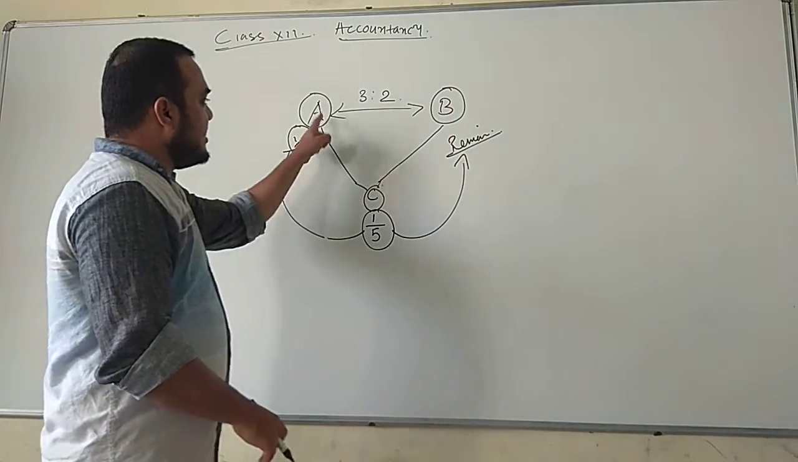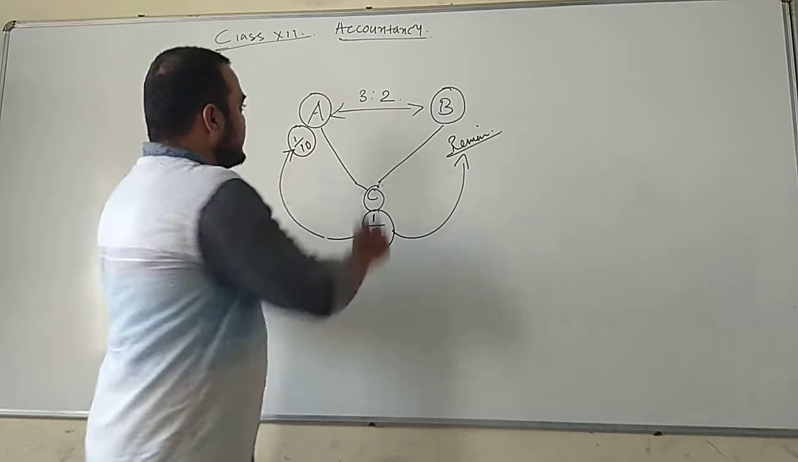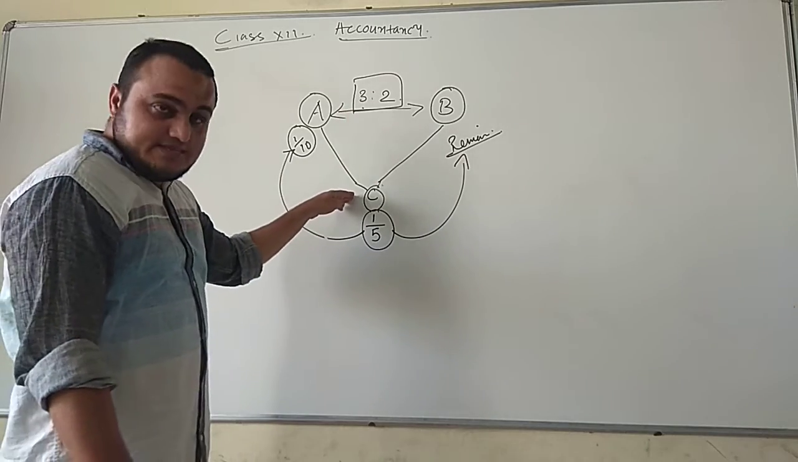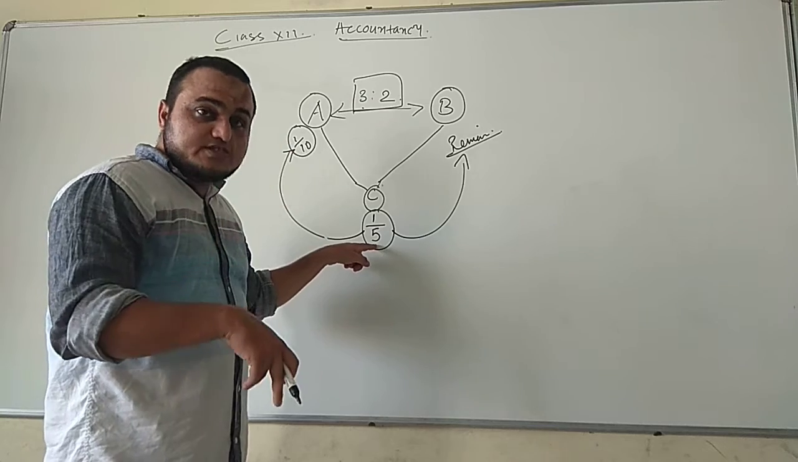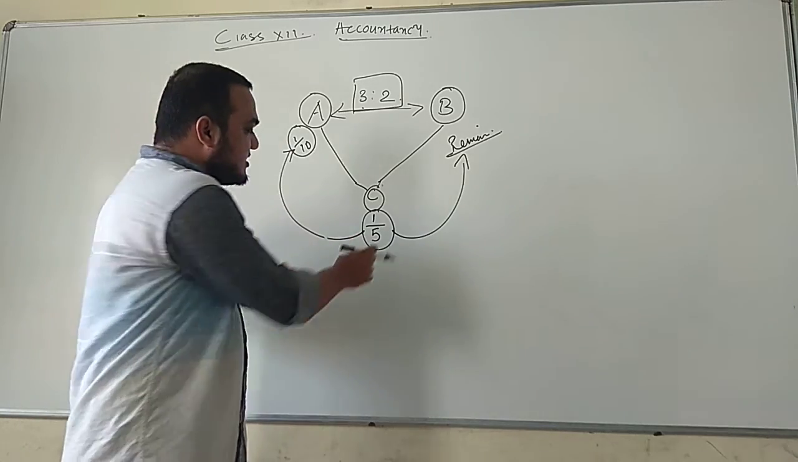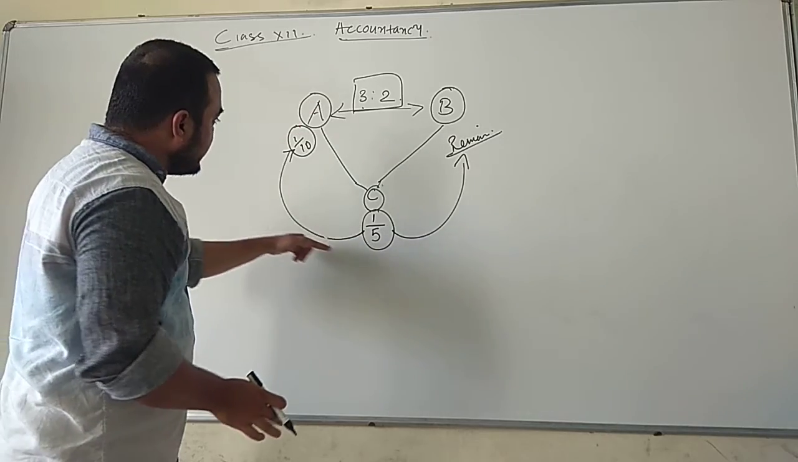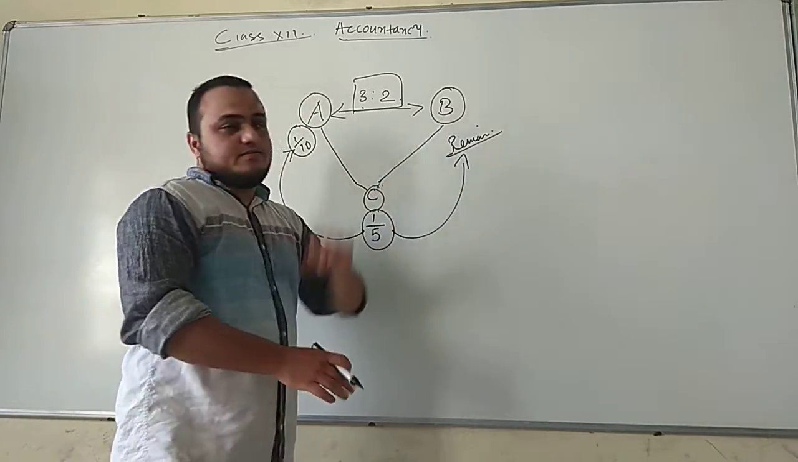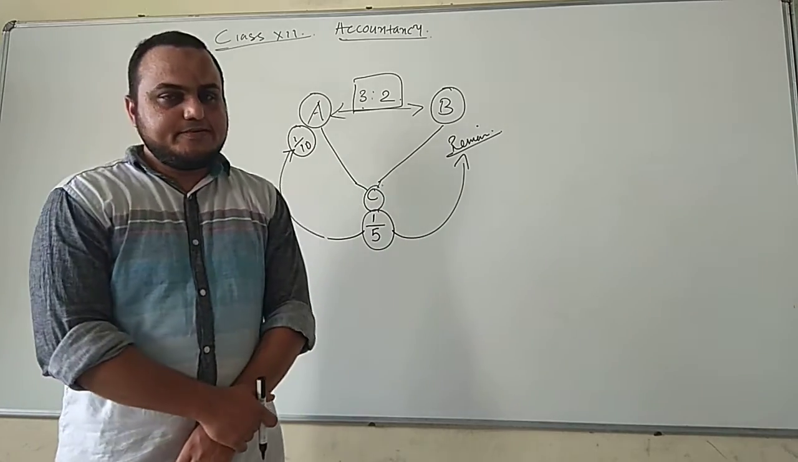I repeat again, A and B are partners. The ratio is 3:2. They have admitted C. The share of C, the new partner coming into the business, is 1/5. Now C will get 1/10 from A and the remaining from B. So how to calculate the new ratio?